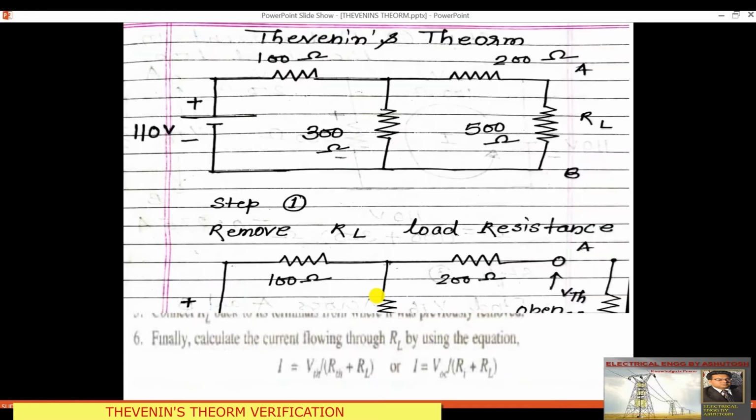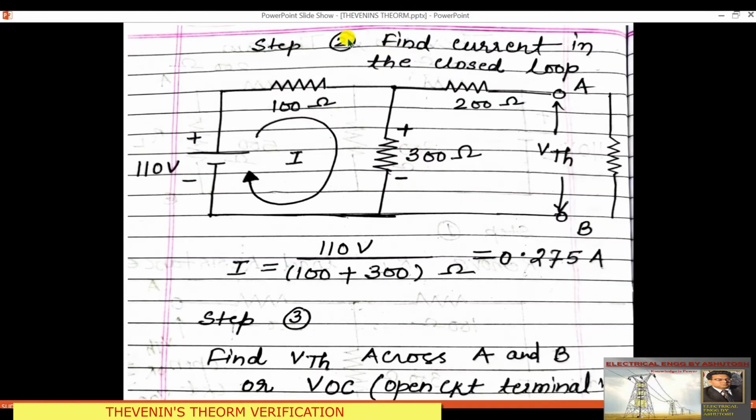Now terminals A and B get open circuited. In the second step, find the current in the closed loop. Since the A-B terminals are open, no current will flow through there, and current will flow through this closed circuit. So find the current: I is equal to 110 divided by 100 plus 300, so it becomes 0.275 ampere. You can see over here, this is our second step.